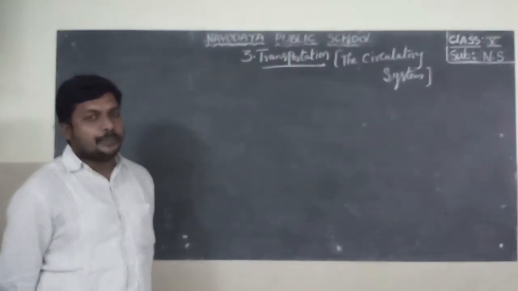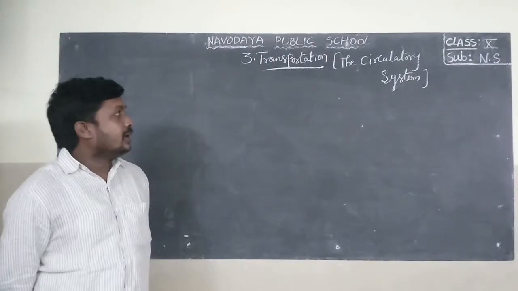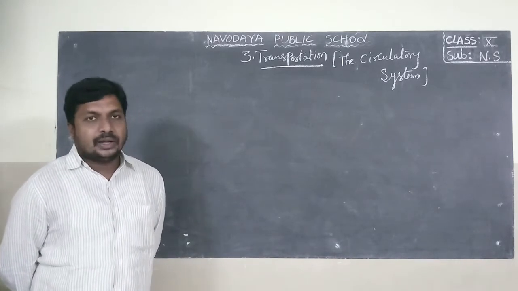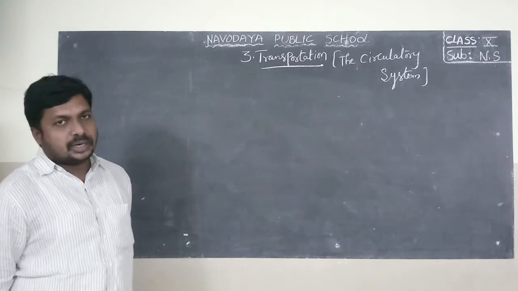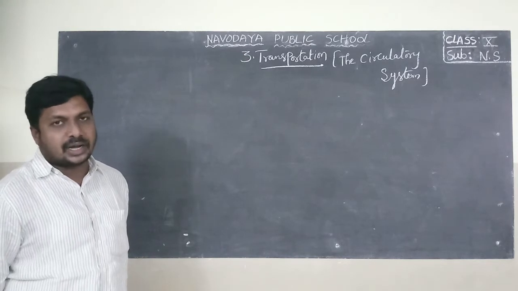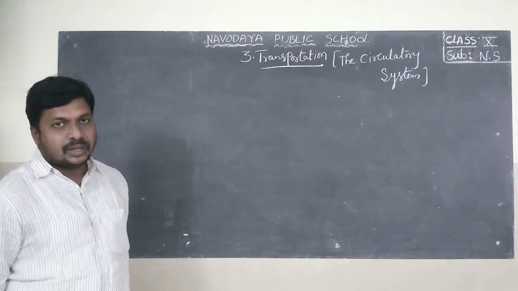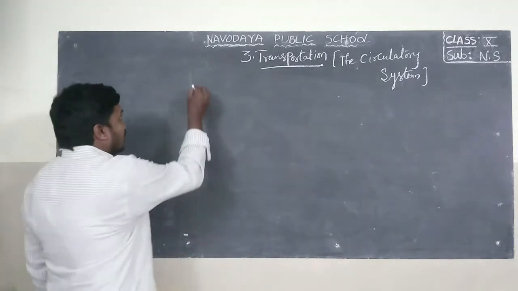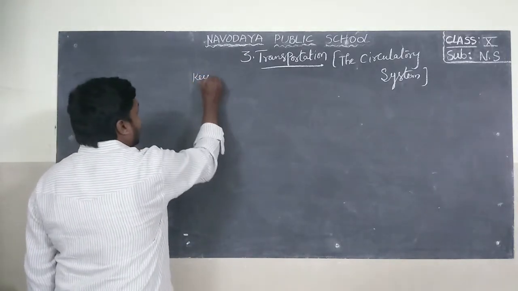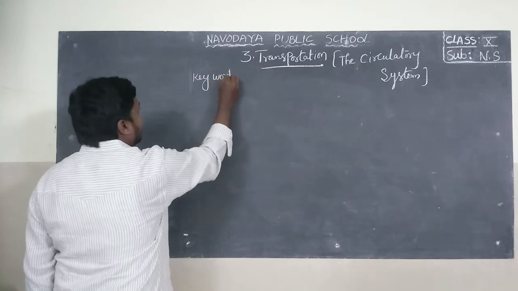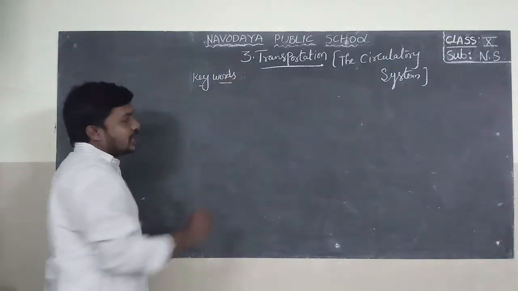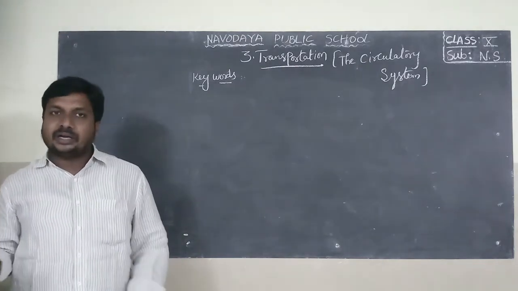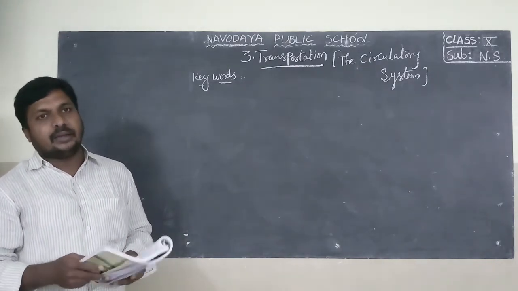Class students, in the previous class we completed the third lesson, transportation, the circulatory system. In that we learned how transportation takes place in plants and how transportation takes place in animals. Today in this class I will explain the keywords present in the third lesson. With the help of keywords we will learn the third lesson once again in a detailed manner.